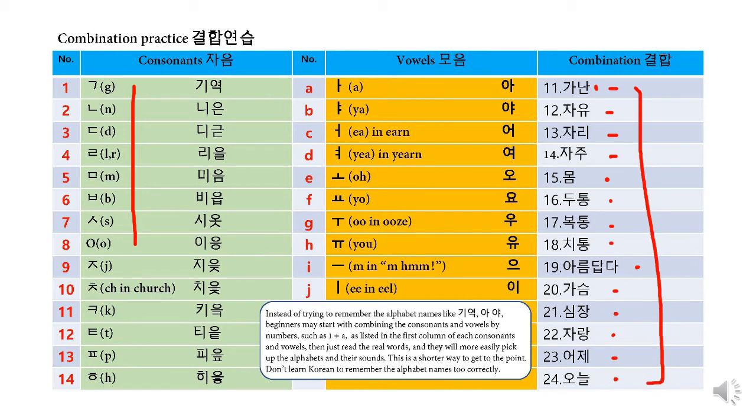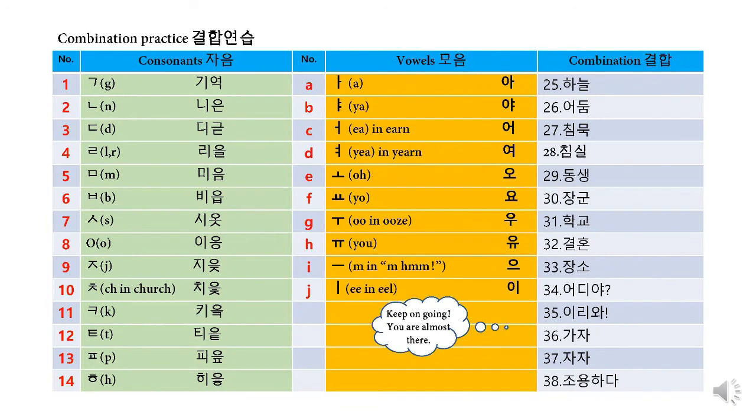So after this lesson, come back to this page and practice this sound again and again. Particularly, be careful with words with a bottom consonant. I again added the table of alphabets for the student who does not remember the alphabet sound values. Haneul is sky. This one, eodum, darkness. Chimmuk, silence. Chimsil, bedroom, not bathroom. Dongsaeng, younger brother or younger sister. Janggun, military general. Hakgyo, school. Gyeolhon, this is marriage.